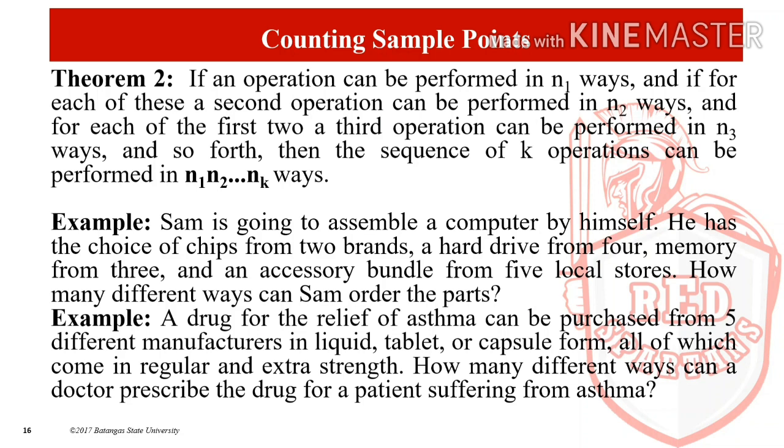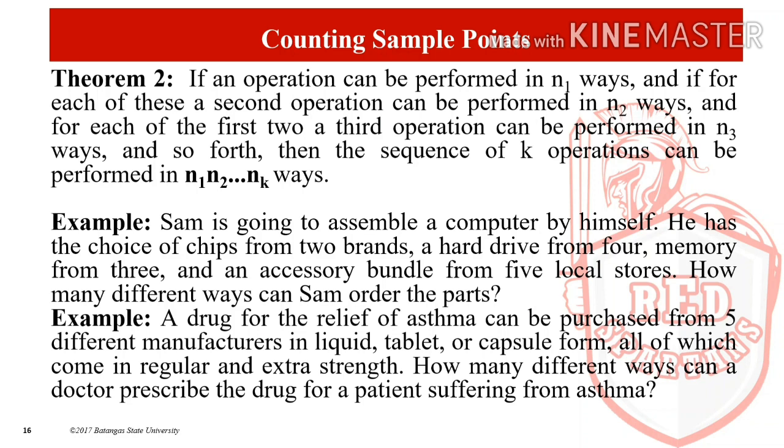So ibig sabihin yung ating theorem number 2, n sub 1 times n sub 2 times n sub 3 times n sub 4, or how many different ways can Sam order the parts? So 2 times 4 times 3 times 5 equal to 120 different ways. Then another example.